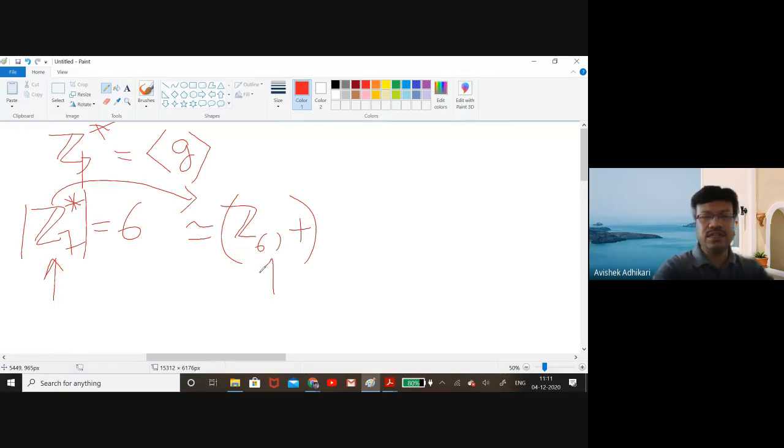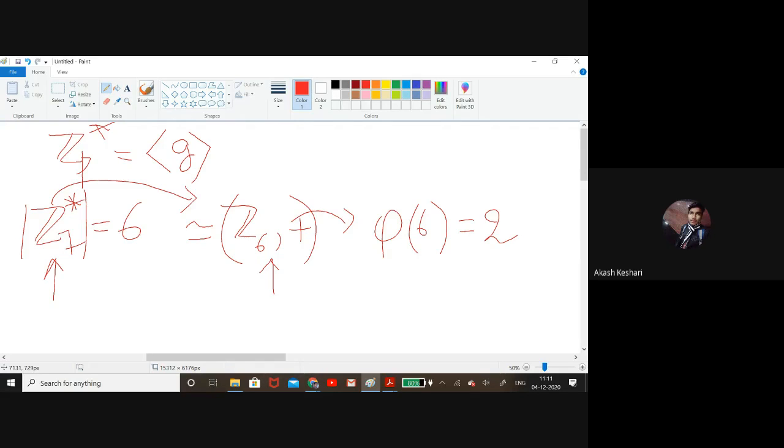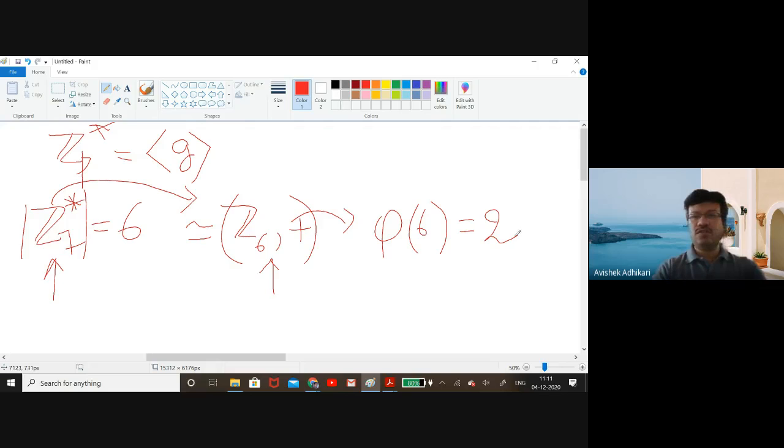Now asking how many generators there are here is the same as asking how many generators are in Z6. There are exactly phi of 6 many generators. And what is phi of 6? It is 2. So there exist exactly 2 generators of Z7 star. Now give me any one of them. Sir, 5. Okay. So 5 is a generator.